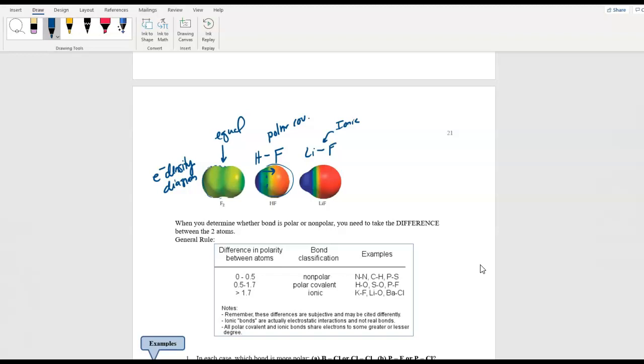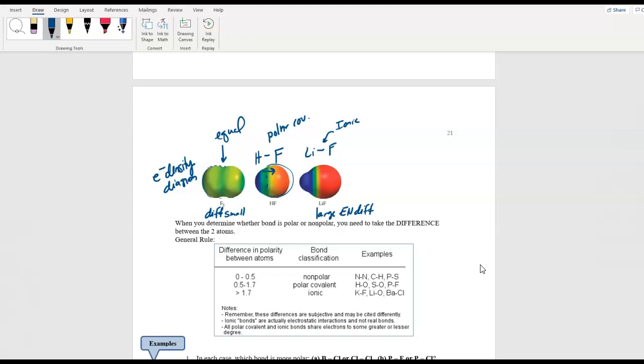So the more an atom is attracted to electrons, the greater the difference. But if you have something like this where the difference is small for electronegativity, it's going to be nonpolar. But then you got a large electronegativity difference, and that makes it ionic. So the more they're different from each other, the more it's going to tend to be polar or ionic.